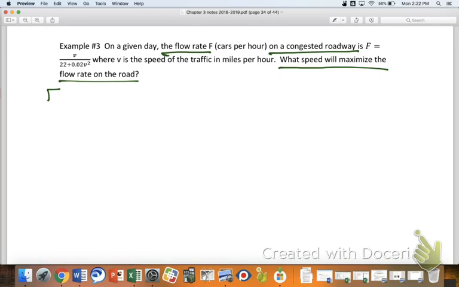F is a quotient, so we've got to use the quotient rule. So it's going to be low, which is 22 plus 0.02 v squared, D high, which D high would just be what? 1. That's good. Minus low D high minus high D low. And D low would be 0.04 v. All divided by the square of what's below.